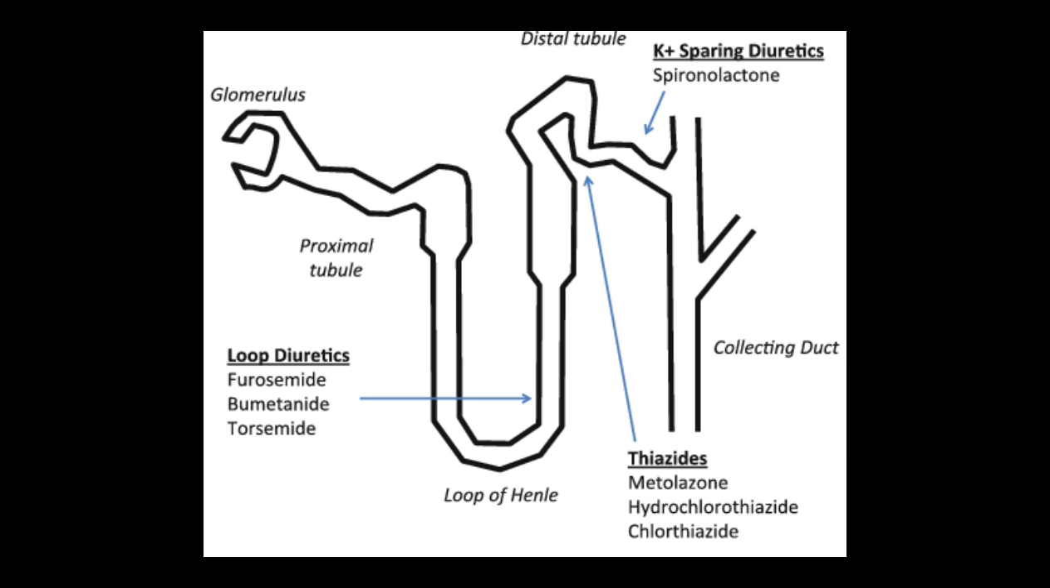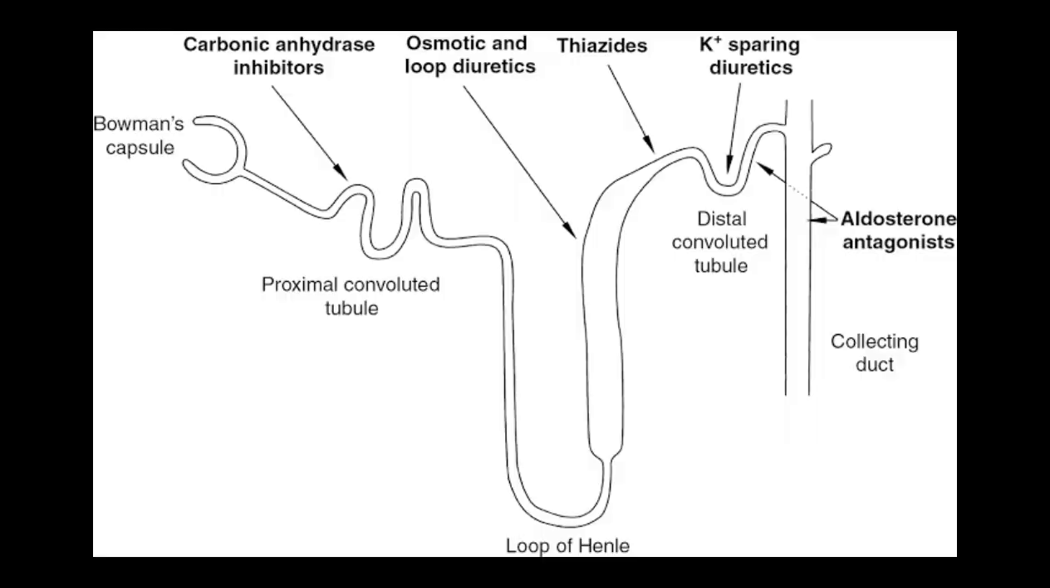Now the question that commonly comes in the exam is where do the loop diuretics act? As the name indicates, loop diuretics act on the loop of Henle. Then thiazide diuretics act on the proximal part of the distal convoluted tubule, while potassium sparing diuretics act on the distal part of the distal convoluted tubule. They partly act on the collecting ducts as well, as aldosterone antagonists. Carbonic anhydrase inhibitors act on the proximal convoluted tubule. So this was all about renal physiology.